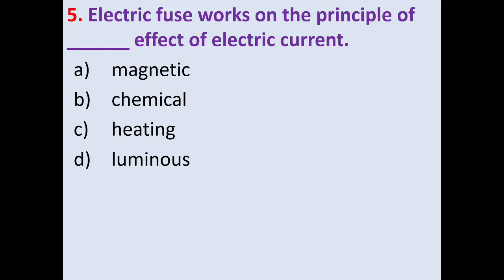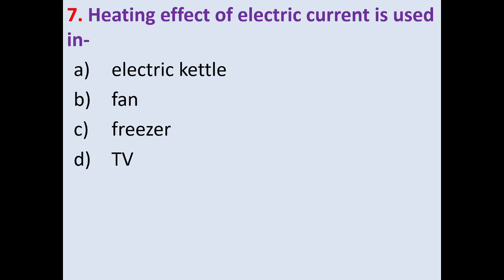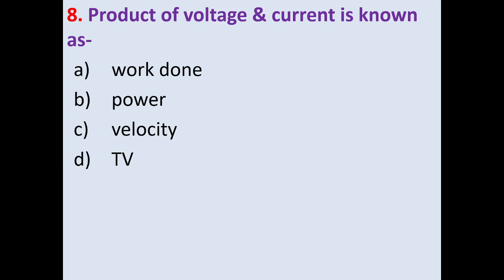Electric fuse works on the principle of dash dash effect of electric current. So electric fuse works on the principle of heating effect of electric current. The electric meter measures the amount of electricity used in. So electric energy, its unit we write as kilowatt hour. Heating effect of electric current is used in, so it is used in electric kettle. Product of voltage and current is known as, it is power.